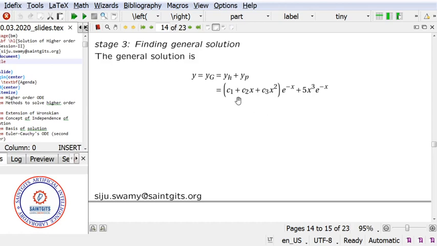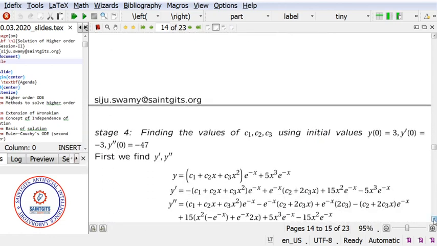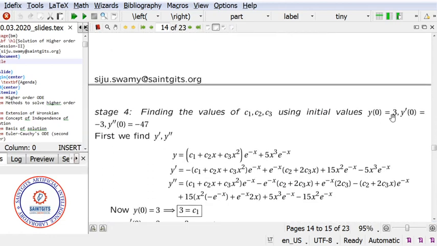Now to solve an initial value problem completely, we have to find c1, c2 and c3. For that I will use the initial values: y of 0 equal to 3, y dash of 0 is equal to minus 3, y double dash of 0 equal to minus 47. For that I write y dash and y double dash. So I rewrite y here, calculate y dash, calculate y double dash. Then I put x equal to 0 on the right side and the corresponding value on the left side. So I got like this.